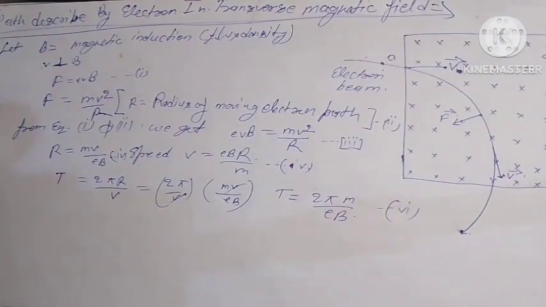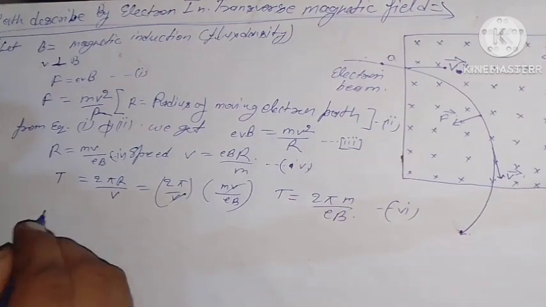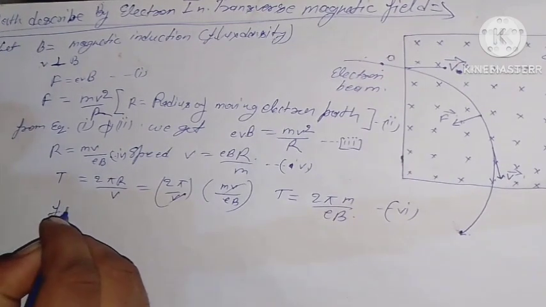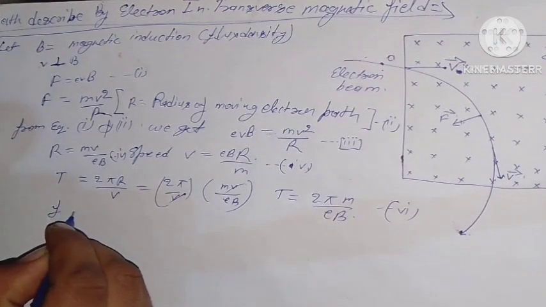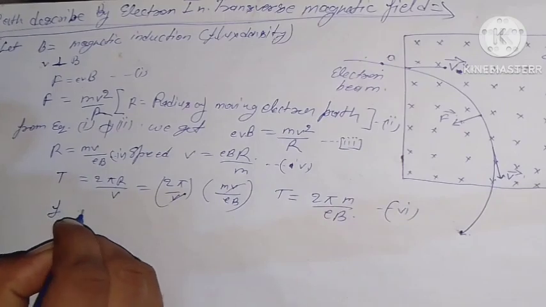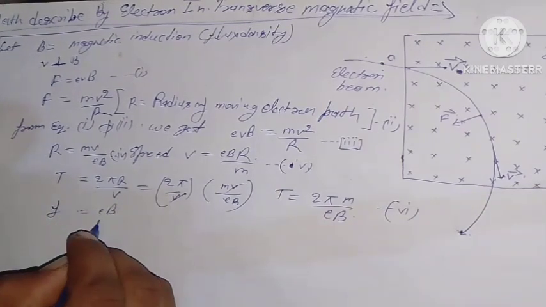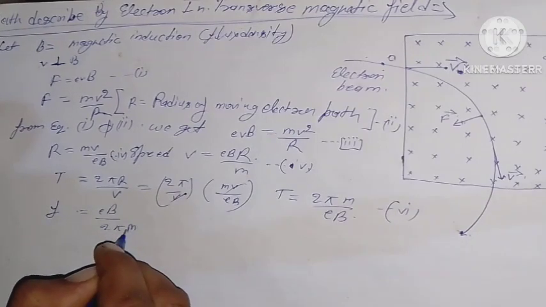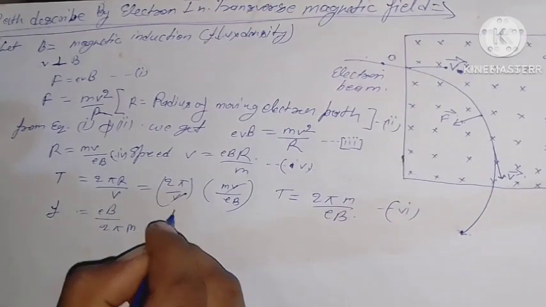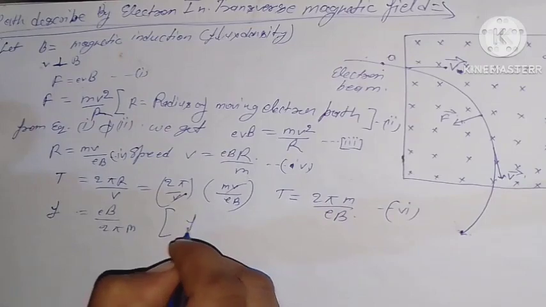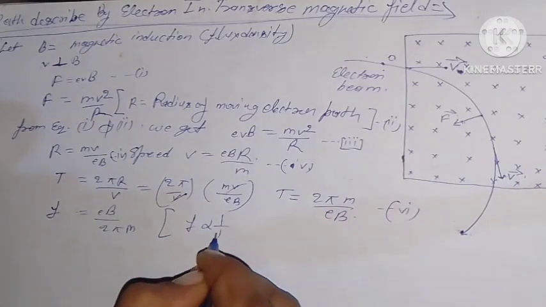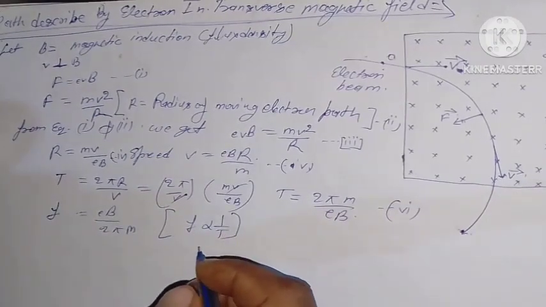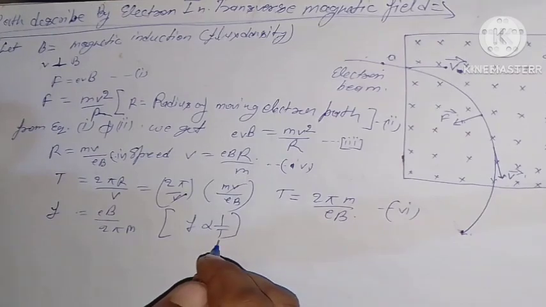And the frequency of revolution in the orbit is given by f equal to eB by 2 pi m, because frequency is inversely proportional to the time period.